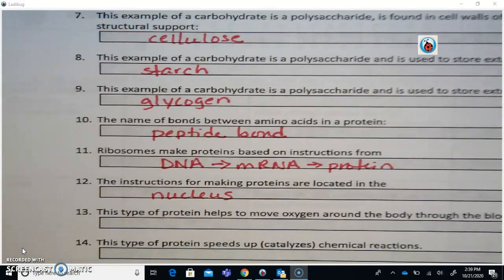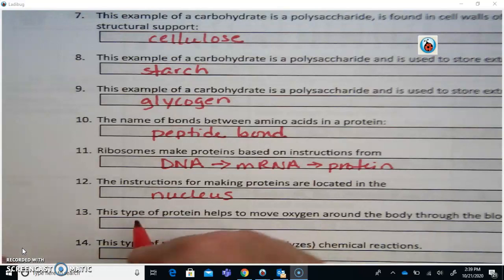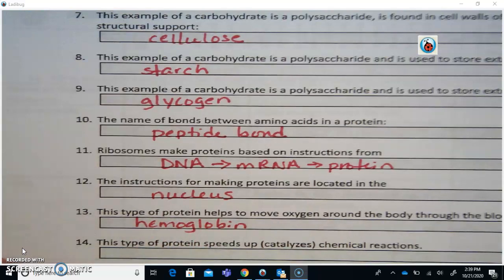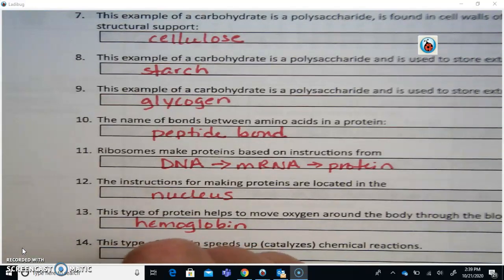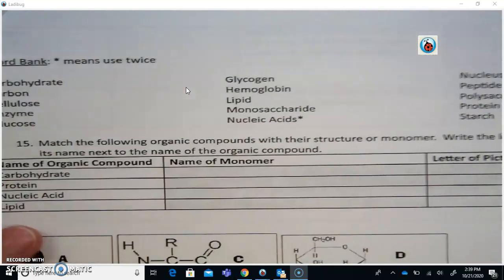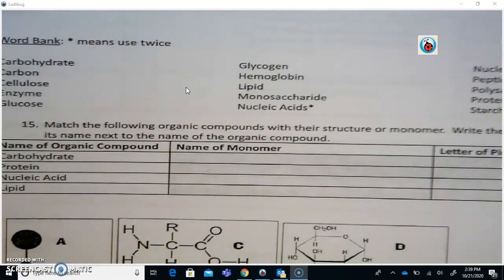Number 13, this type of protein helps to move oxygen around the body through the blood, hemoglobin. Number 14, this type of protein speeds up, catalyzes chemical reactions. These are enzymes. Okay, here we have a word bank, and it says match the following organic compounds with their structure or monomer. Write the letter of the monomer and its name next to the name of the organic compound.